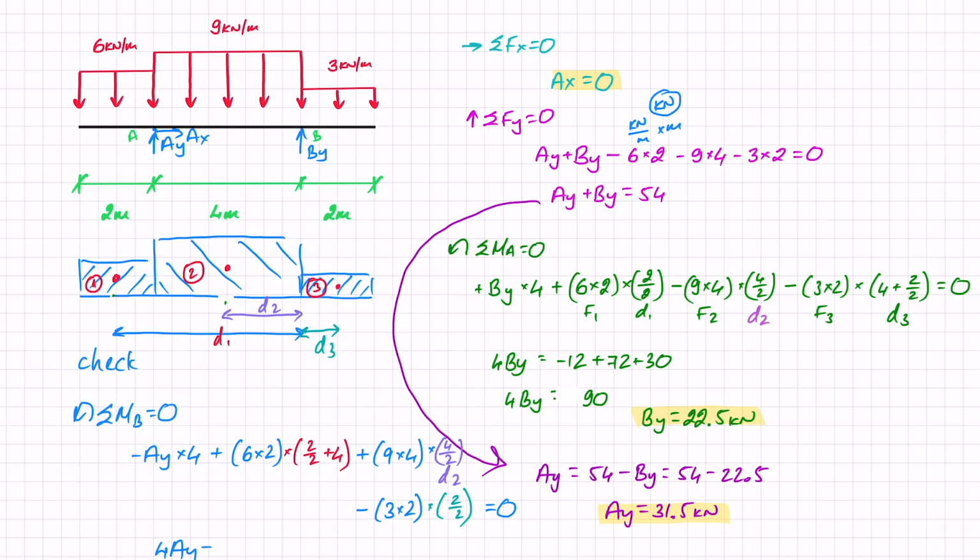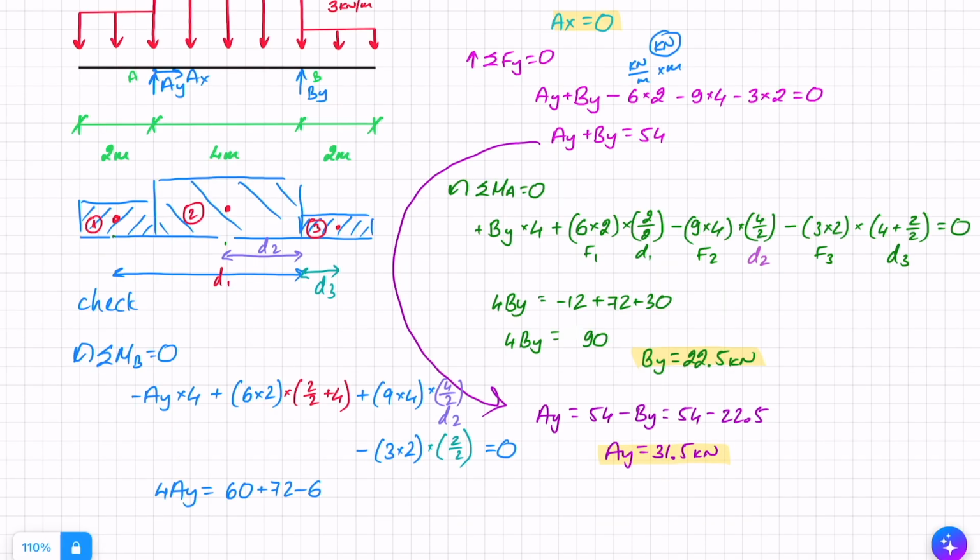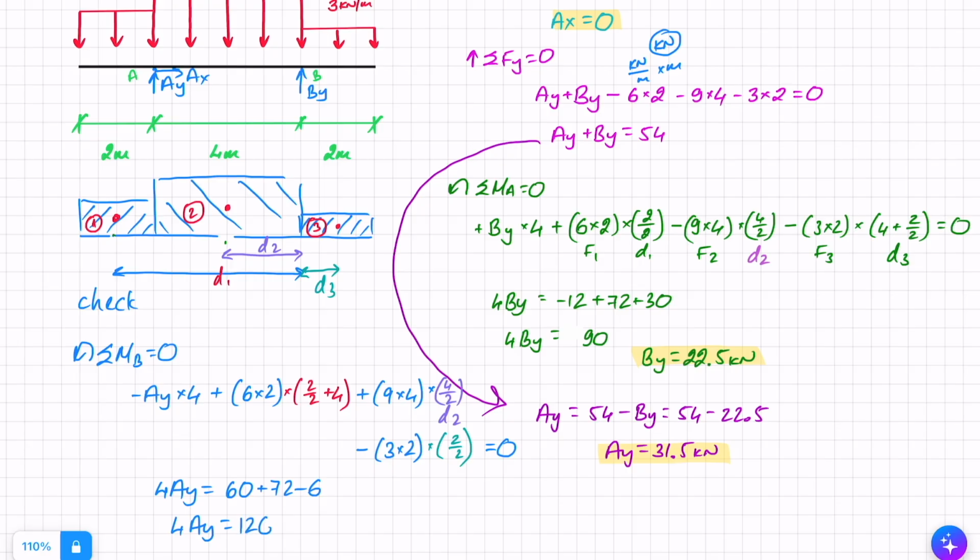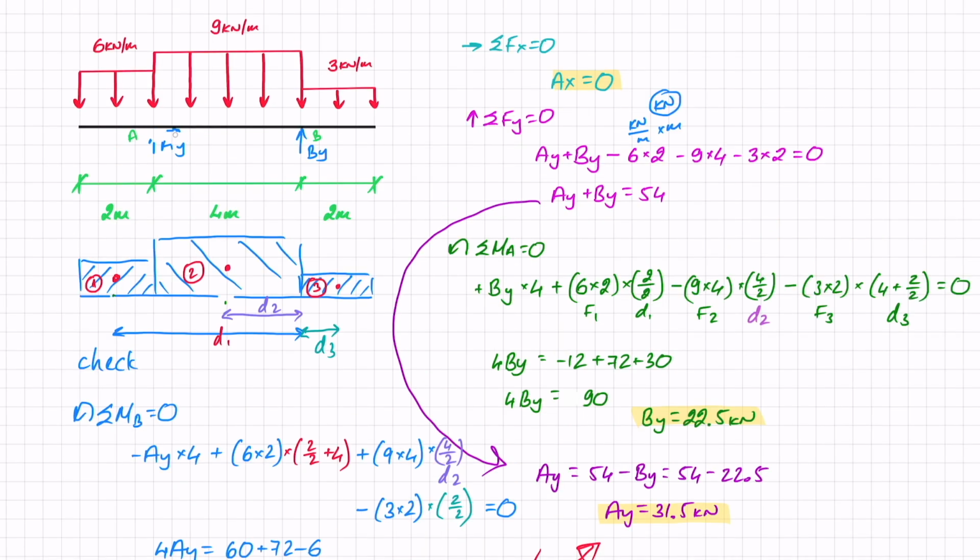So I get that 4AY equals 60 plus 72 minus 6. 4AY equals 126, and therefore AY works out as 31.5 kilonewtons. And that exactly matches what we got here by doing the calculation of moments around A, which means that I've checked my solution and it is correct. So the last thing I need to do is just replace these reaction forces with their values. So here at A, I got 0 for AX, so I don't need that, and I got that AY is 31.5 kilonewtons, and at B, I got that BY is 22.5 kilonewtons.